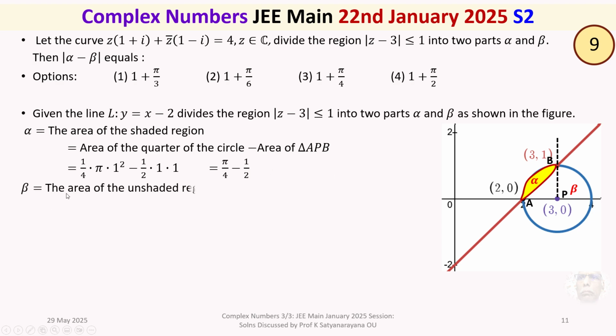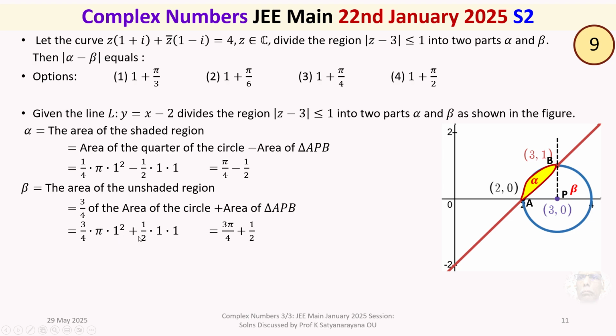What will be beta? The area of the unshaded region. So you take 3/4 of this circle, 3/4 of the area of this circle, plus the area of the triangle. So this is 3/4 of the area of the circle plus the area of APB. That is 3/4 of π·1² plus 1/2 into 1 into 1, that is 3π/4 + 1/2. Thus we got alpha and beta.